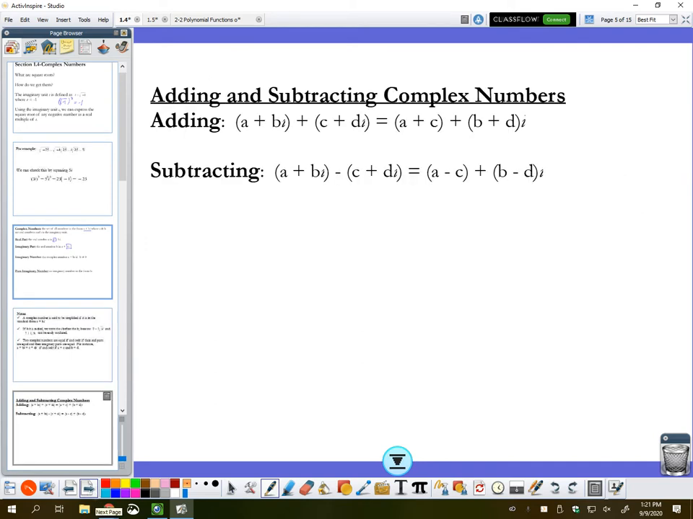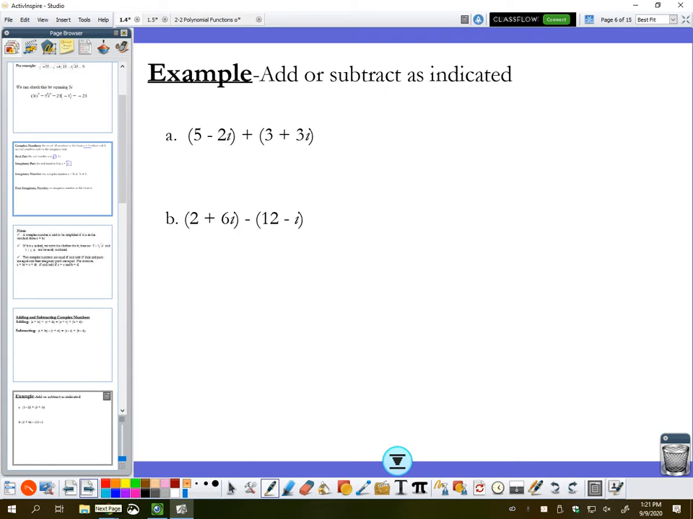Okay, so adding and subtracting. You just add like parts, just like you would if you were collecting like terms. For example, we can put the real parts together, so 5 plus 3 is 8. Put the imaginary parts together: -2 plus 3 is 1. When you're subtracting, you have to remember to subtract. So 2 minus 12 is -10, and 6 minus a -1 is 7.